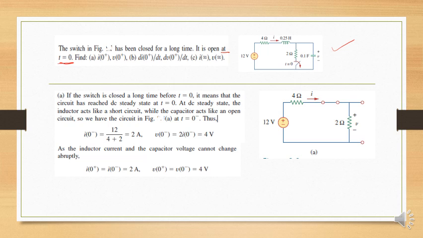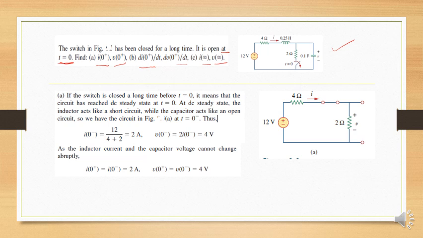Now what do we have to find out? We have to find I of 0 positive, V of 0 positive, dI/dt at 0 positive, dV/dt at 0 positive, which means the derivatives, I of infinity and V of infinity. All the things which we have discussed in our previous slide.